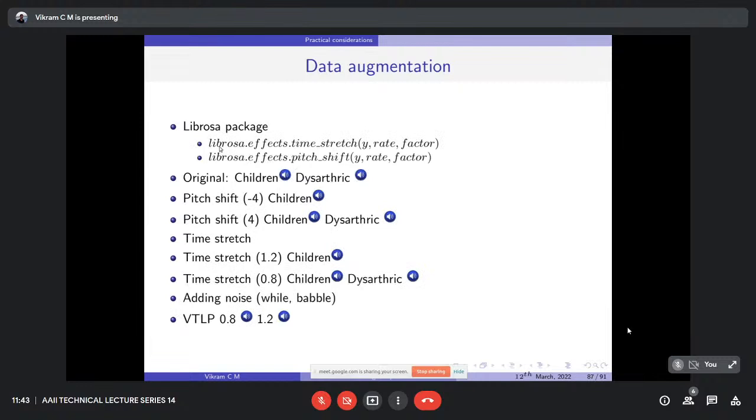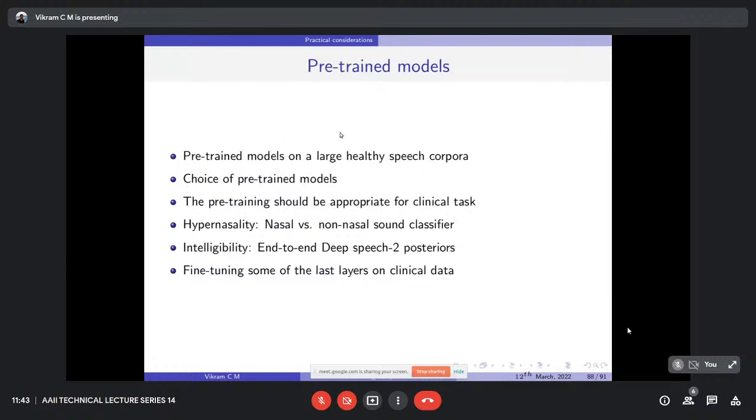And actually there are different packages available. Say in Librosa we have time stretch and pitch shift techniques available. We can use them also for data augmentation.